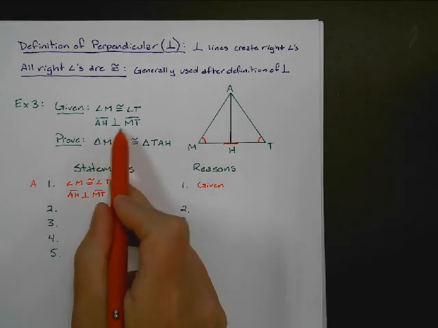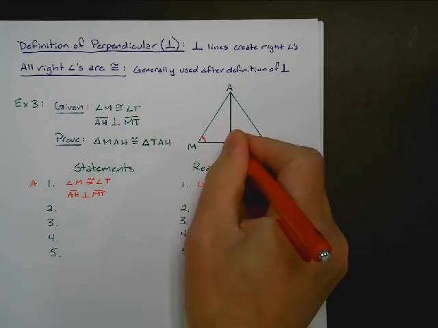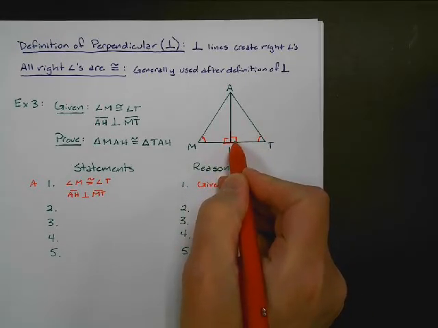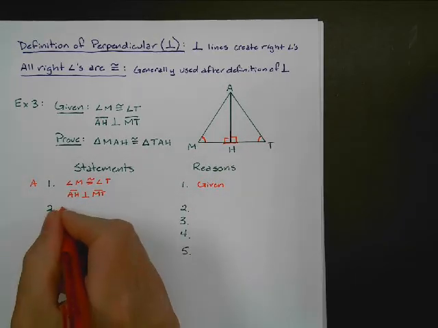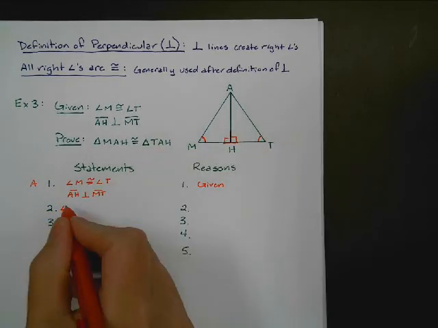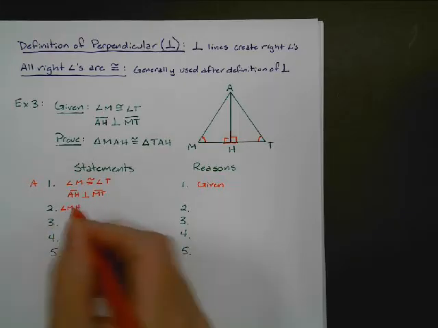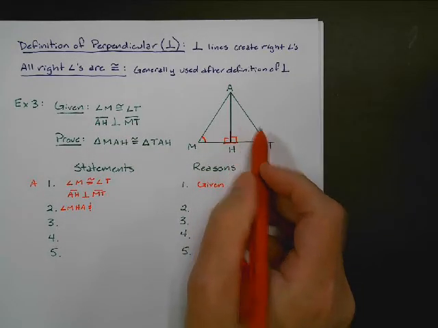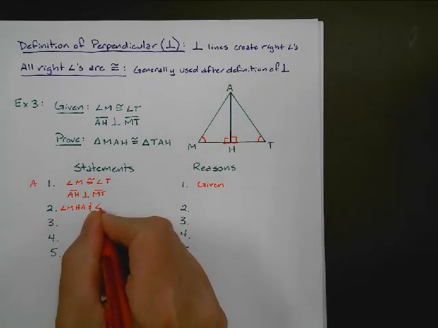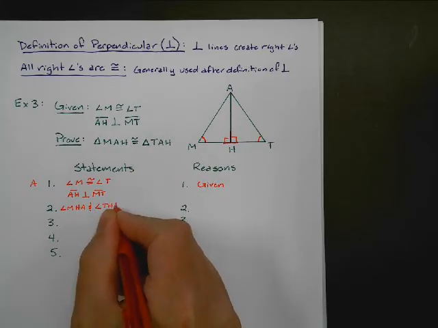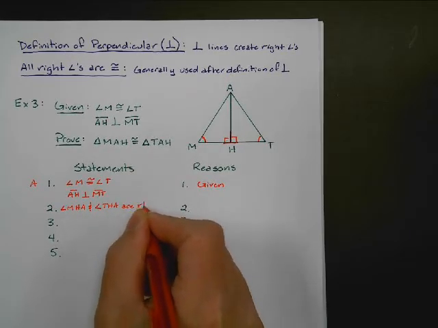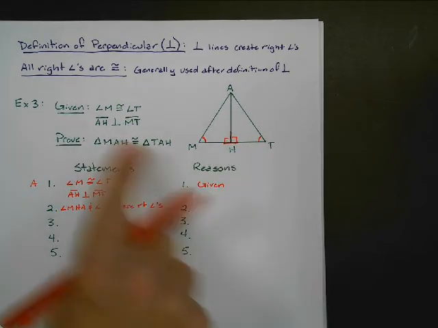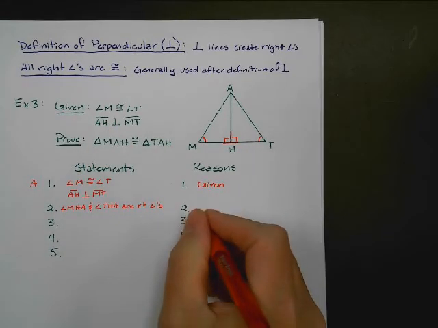Now, since they told me that this is perpendicular, I can now say that these are right angles. So that's a right angle, and that's a right angle. So I'm going to say angle MHA and then on the other side, angle THA are right angles. How do I know they're right angles? Because it told me they're perpendicular. So that's the definition of perpendicular.